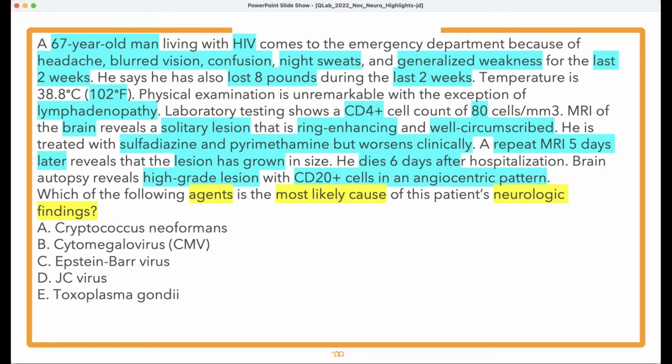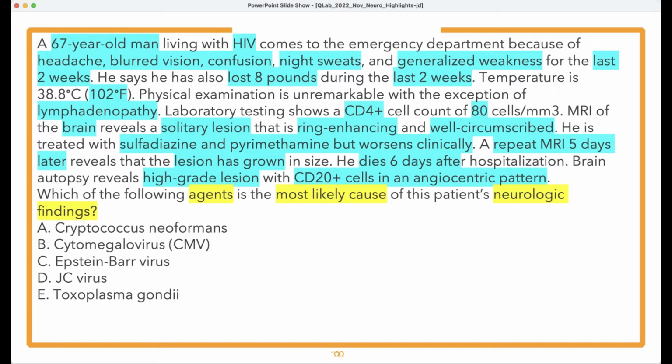And once again, we're going to start at the bottom and work our way up to the top. E, Toxoplasma gondii. D, JC virus. C, Epstein-Barr virus. B, cytomegalovirus. And A, Cryptococcus neoformans.